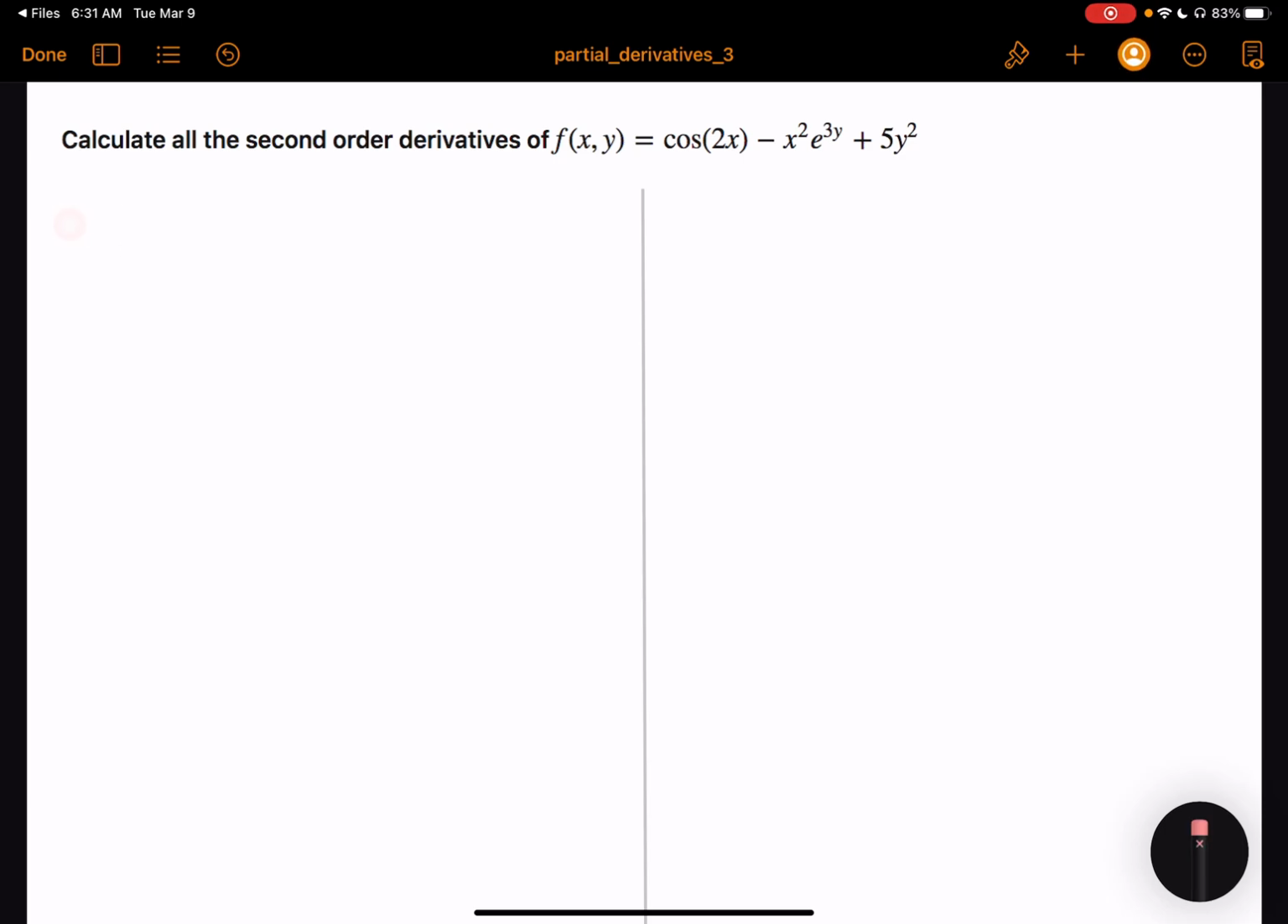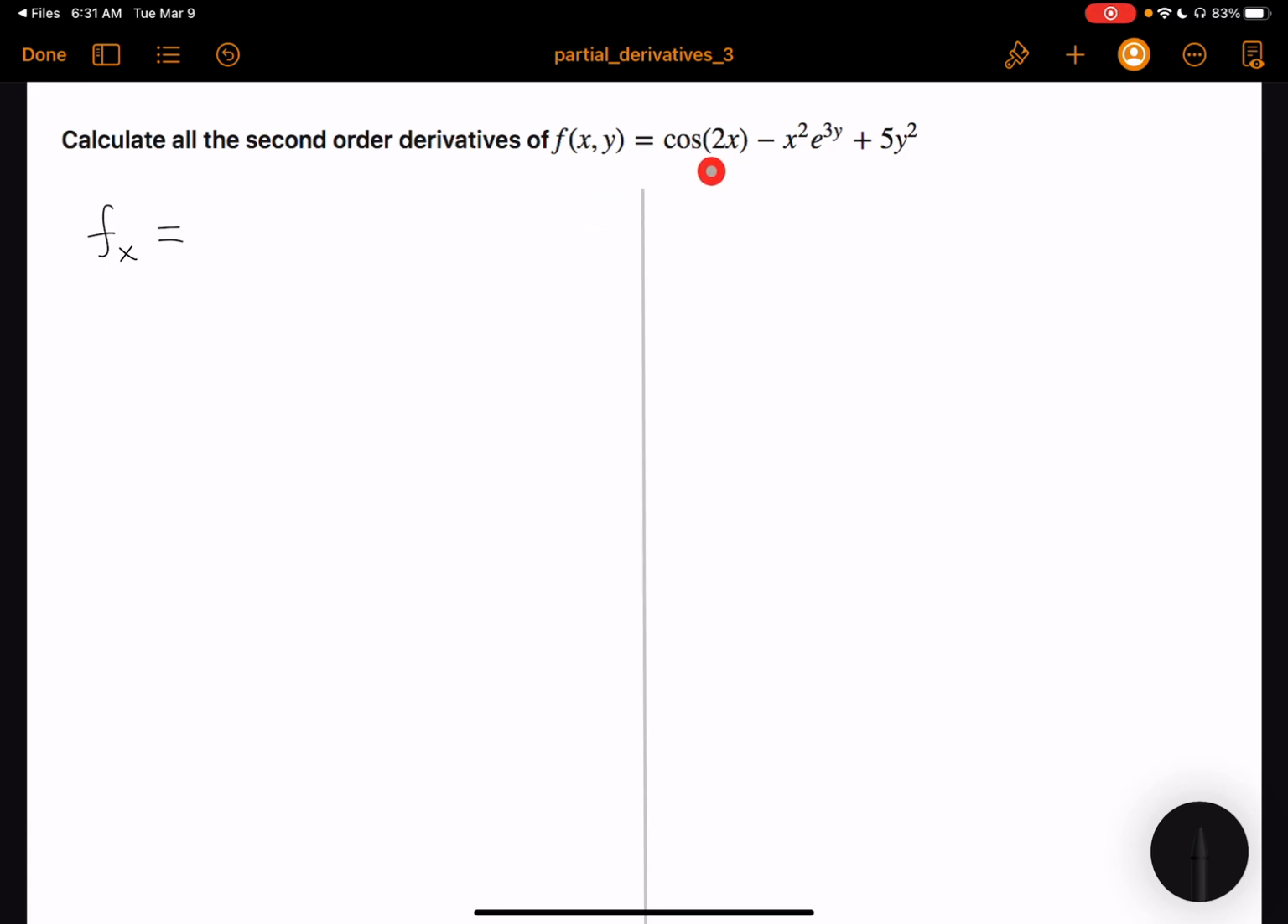Fx equals, here I use a simplified notation. So fx is a derivative with respect to x. So when you take derivative with respect to x, you treat y as a constant. So let's calculate the derivatives.